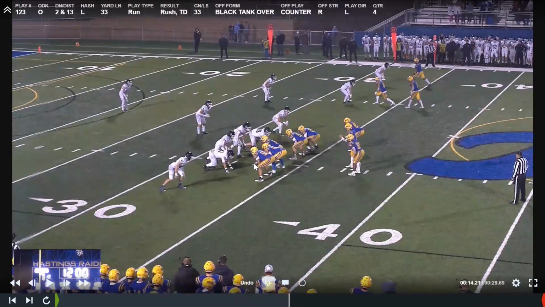But notice everyone has someone in their gap. That's the first part of their progression. So they all block down. We kick out, we wheel and seal and we pull up and through.